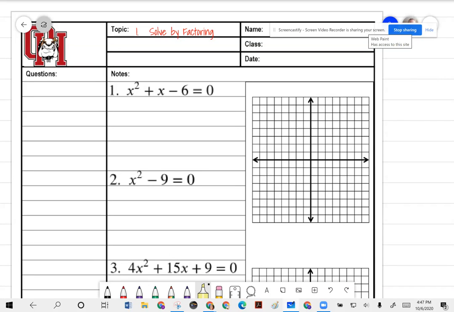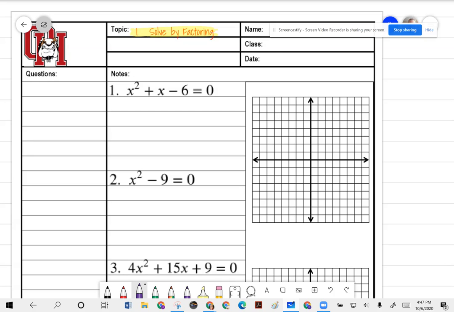All right, so in this video, we are focusing on solving quadratics by factoring. So Roman numeral 1 is solving by factoring. What we're going to do is we have number 1, x squared plus x minus 6.